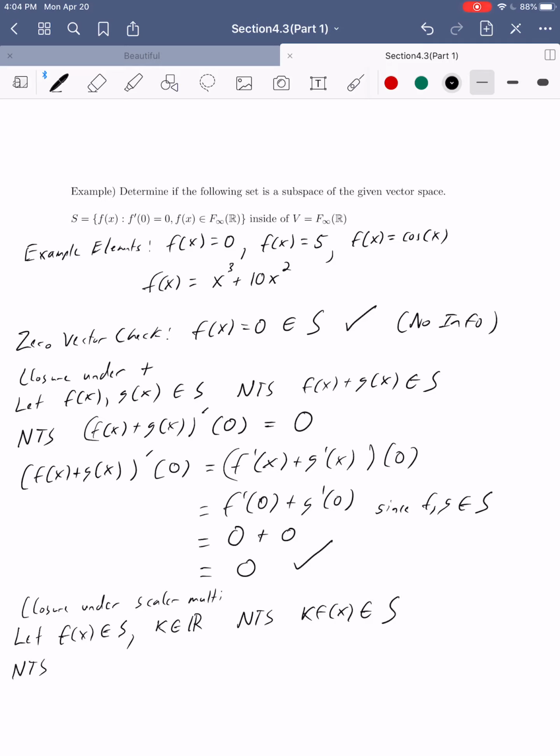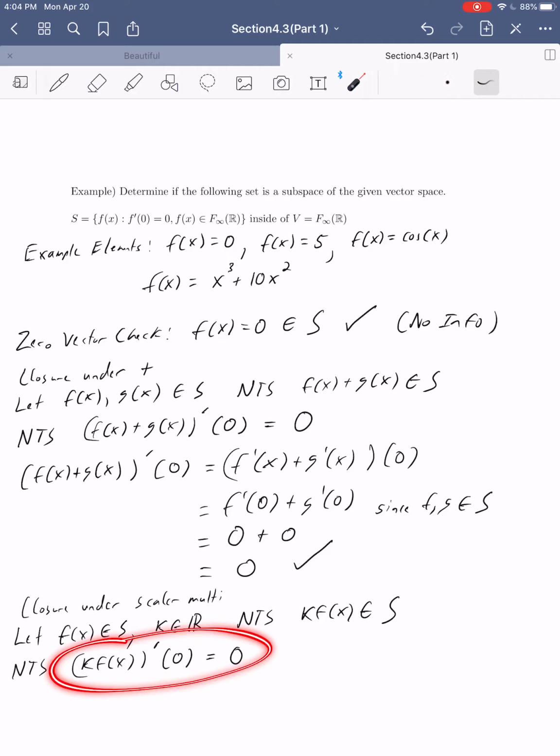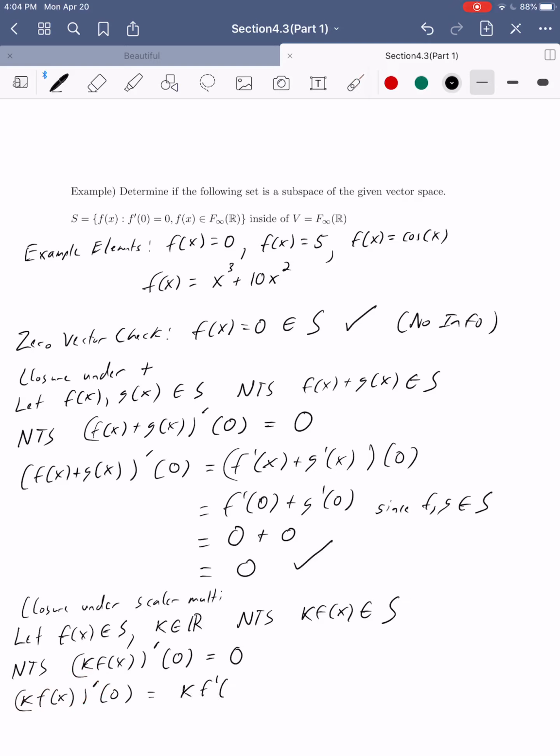So we need to show that if we take kf(x) and take its derivative and then evaluate at 0, we're going to get 0. So let's go ahead and work left-hand side to right-hand side and see what we get. So (kf(x))' at 0. What can we say about that? Well, what do derivatives do over constant or scalar multiplication? We know that they distribute through. So that's the same as kf'(x) evaluated at 0.